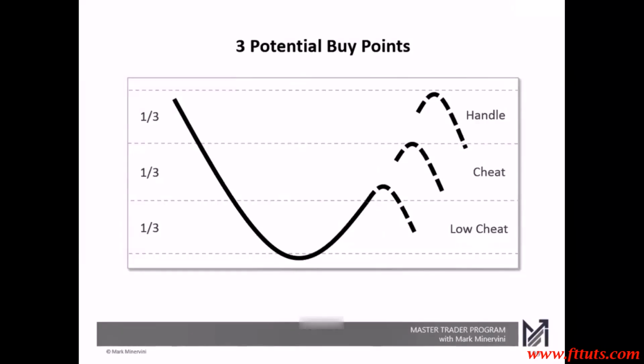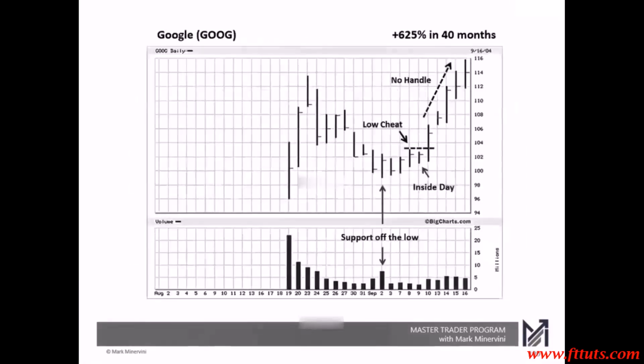Now, another caveat, if you will, or another hint here is I like to use these low cheats also on recent IPOs, particularly if they are big IPOs, either big cap or very high profile, something like Google here. And sometimes what will happen is they'll come through the low cheat and they'll never even form a cheat or a handle. And you'll miss them if you don't use the low cheat. So taking a look at Google here, and of course, this went up over 600% in 40 months, but this went up a hell of a lot more. This is Google coming off of the IPO.